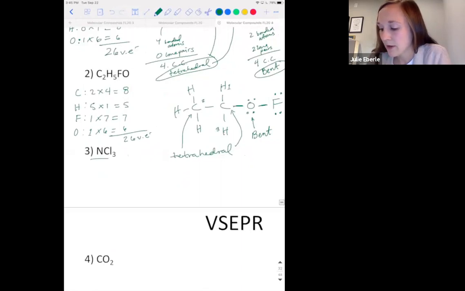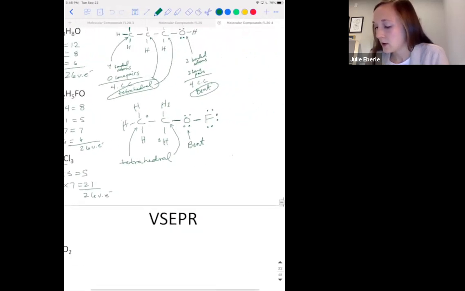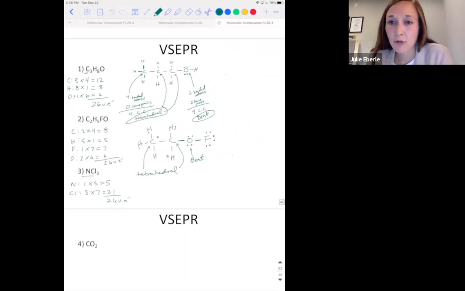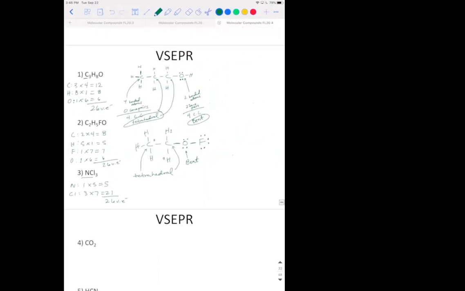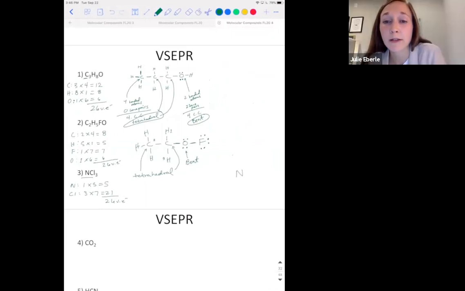Molecule number 3, so we have a nitrogen. One of them, and it has 5 valence. And chlorine, we've got 3, each one has 7 valence. What do you know? 26 again. So which atom, nitrogen or chlorine, can be central? Nitrogen. How do we know nitrogen? Because chlorine is a halogen, and halogens can only form 1 bond. And anything that can only form 1 bond can never be central.